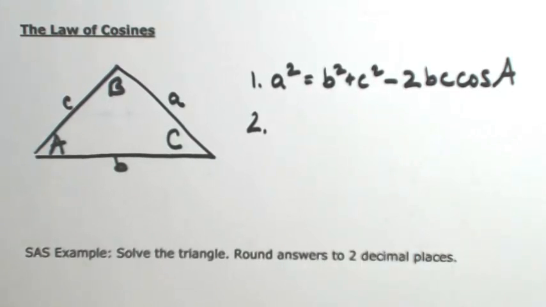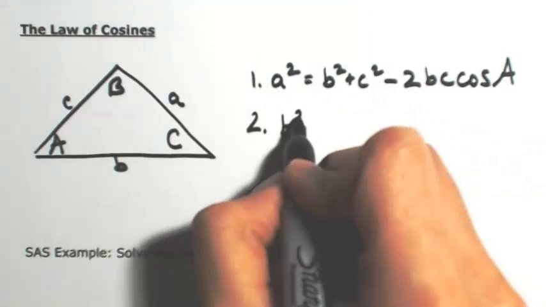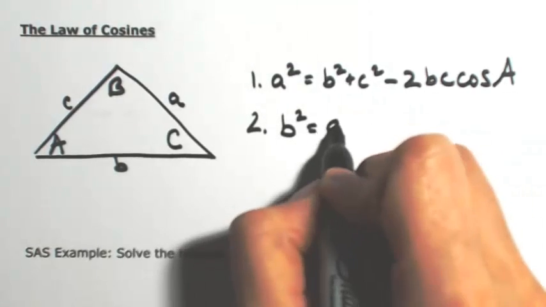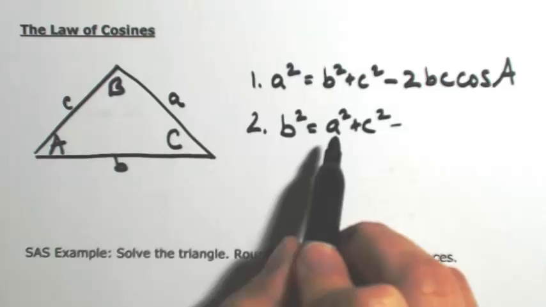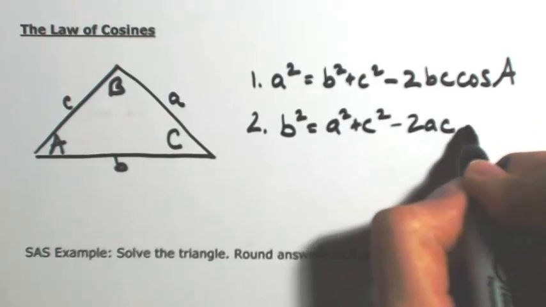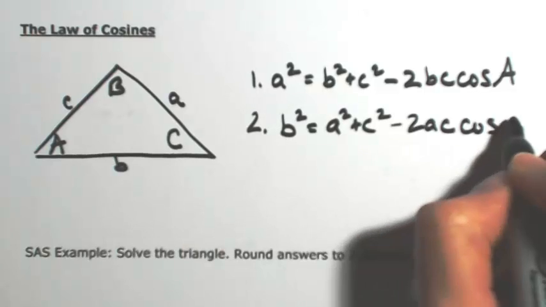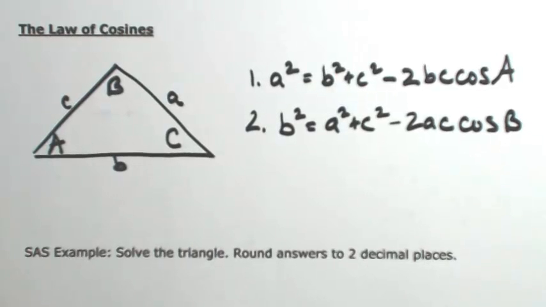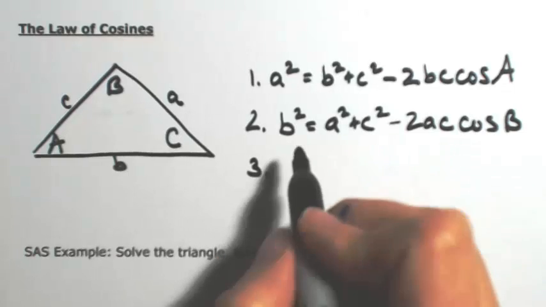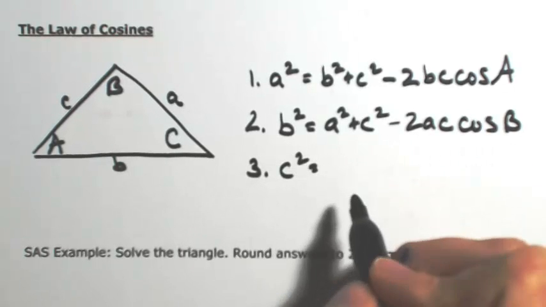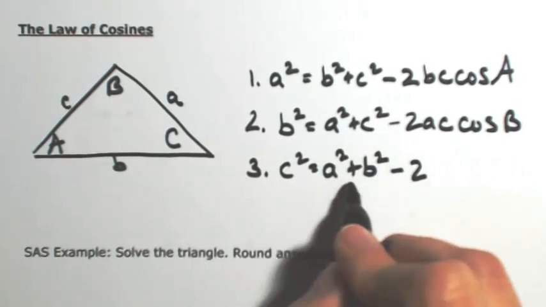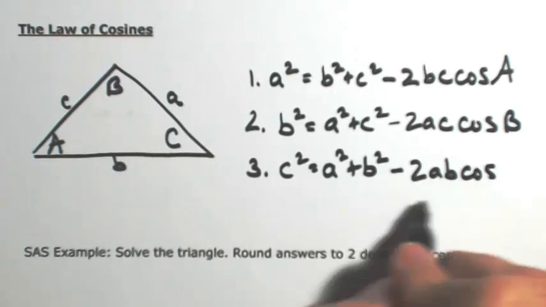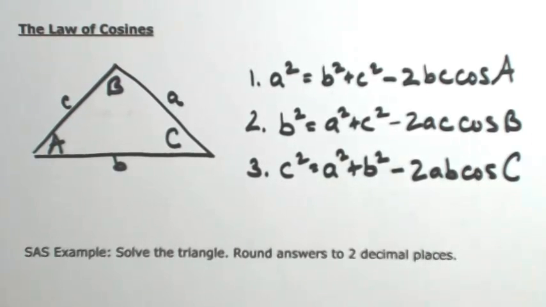Let's see if we can follow the pattern. So if I want to find side b, we're going to have b squared equaling the square of the other 2, a squared plus c squared, minus twice what you just squared, so twice the ac, multiplied by the cosine of the angle opposite of what you're trying to find. And then one more, let's do c squared. Again, starts out like Pythagorean, so c squared is a squared plus b squared. Then you take away twice what you just squared, times the cosine of the angle opposite of the side. But again, if you know one of them, you know them all.